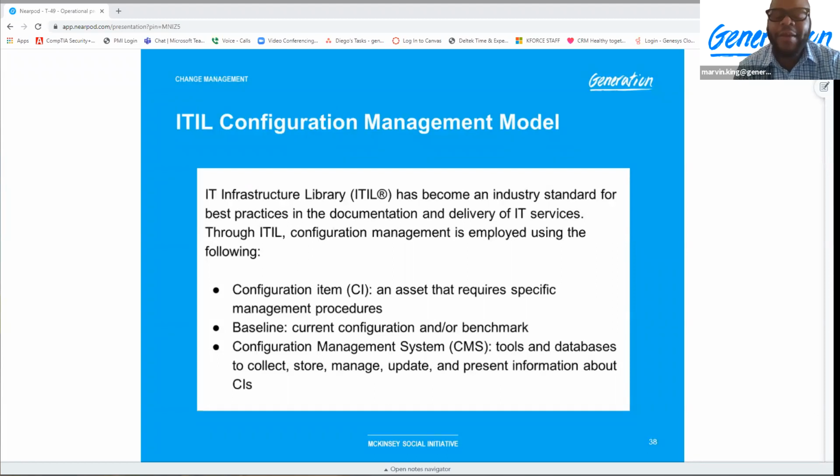We'll talk about that. Baseline, which is the current configuration or the benchmark, what's going on right now. And CMS, which is the configuration management system, which we kind of talked about. They can be a part of your help desk, how you actually have these things located, information about them, and how you are addressing those things. Just another management system to help you out. So I think that's really neat to have those things in place.